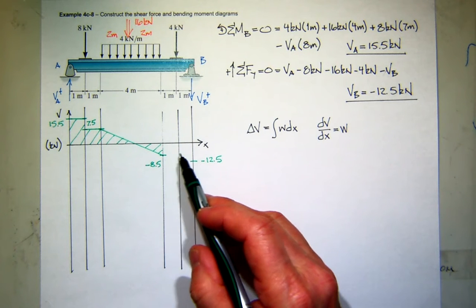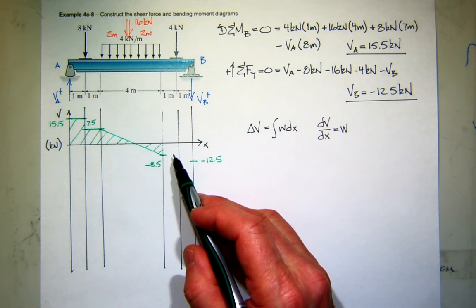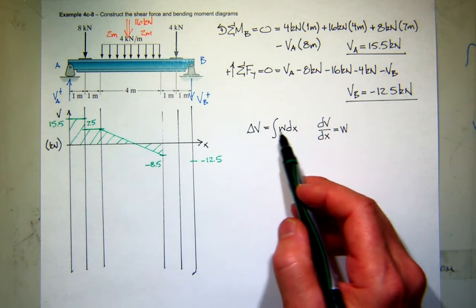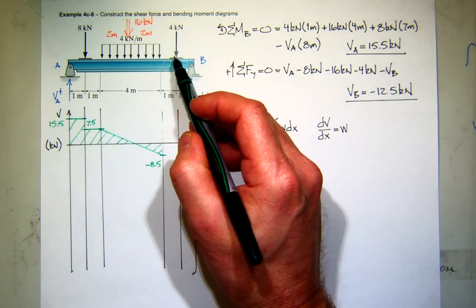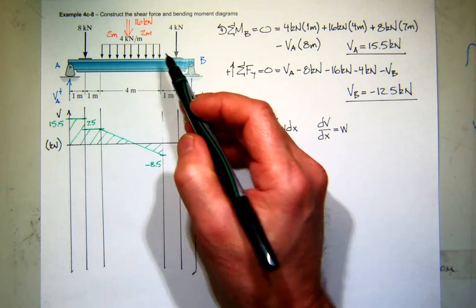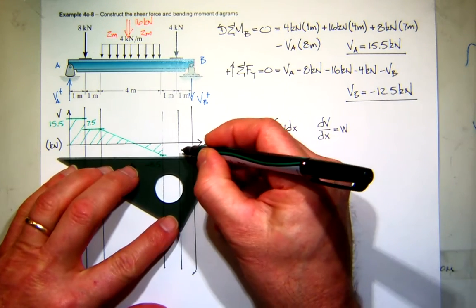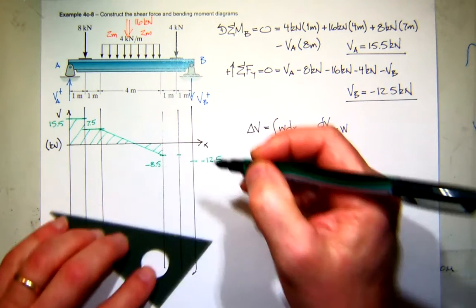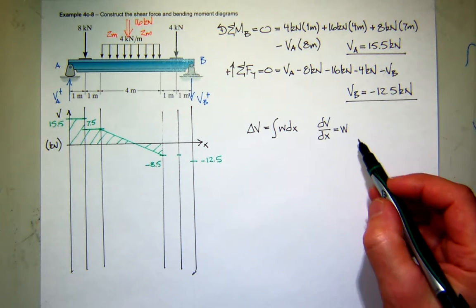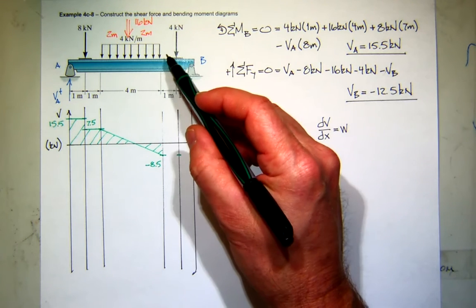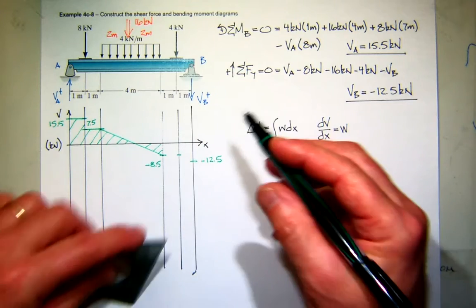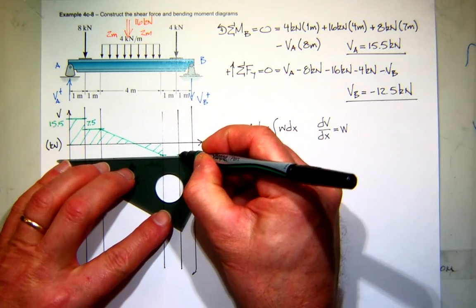Now over this 1 meter section, the change in shear is given by the area of the load. We go up and look, what's the load there in that 1 meter? 0, so no change. It stays 8.5. And the slope over that segment, again, is equal to the load. We just discussed the load was 0, so 0 slope, so it's flat, a little step.